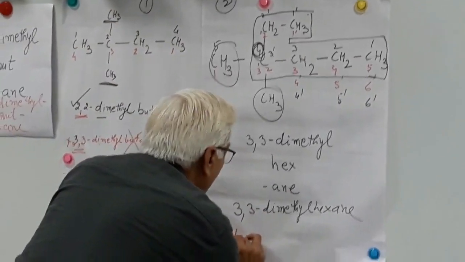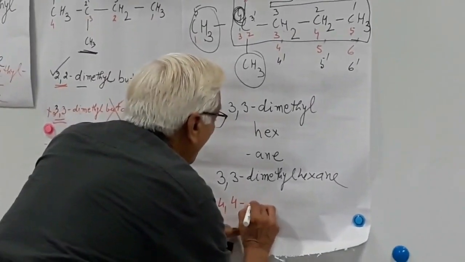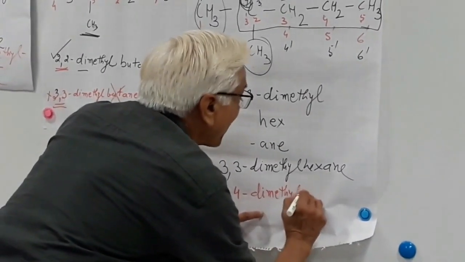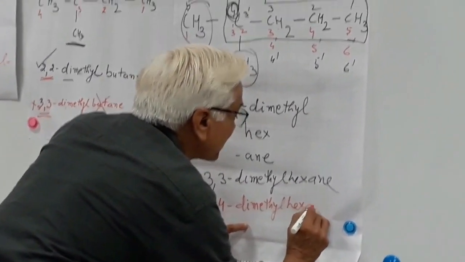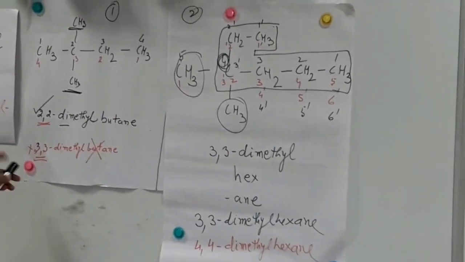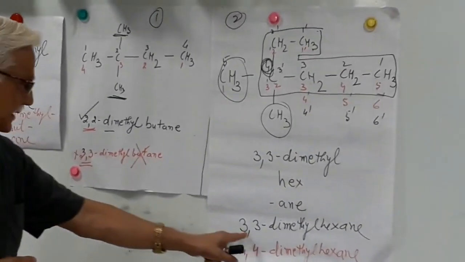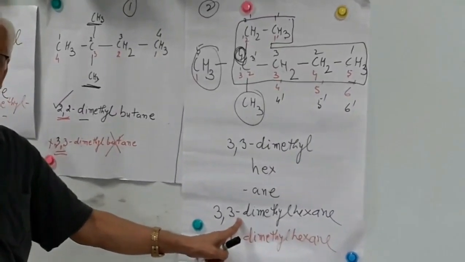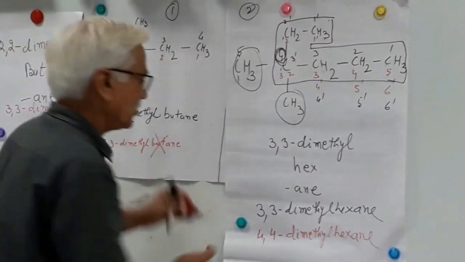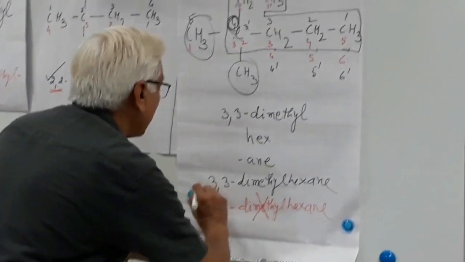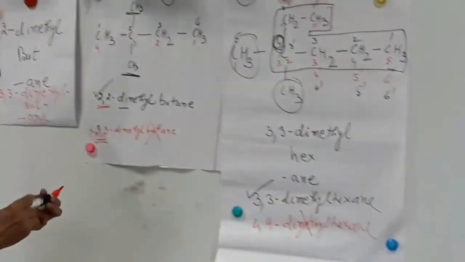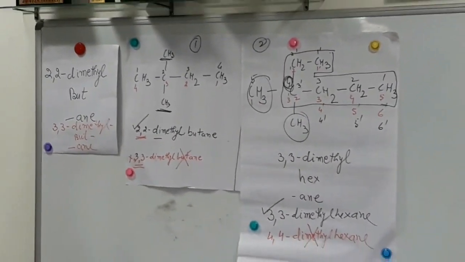4,4-dimethylhexane. Now there is a rule again, some rule which I have taken over here. Here it is 3,3, so the sum of both the positions is 6. 3 plus 3. Here 4 plus 4, 8. So this is incorrect and this is correct. So the name will be 3,3-dimethylhexane.